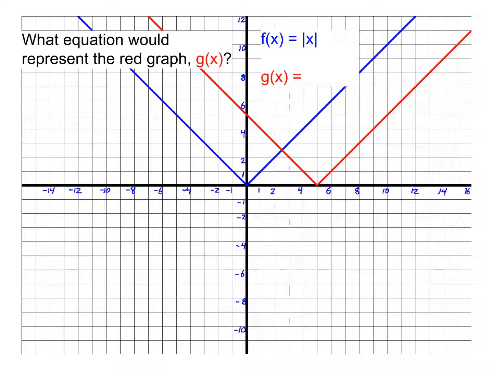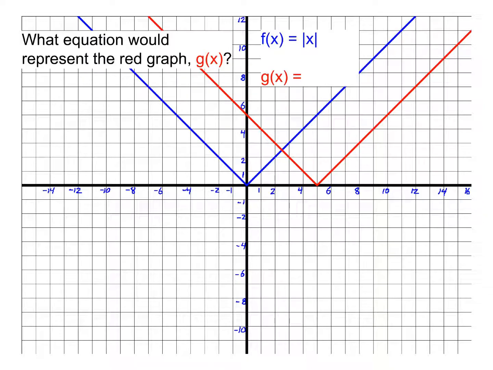As you look at this graph, notice what's here. First of all, the blue graph is f of x equals the absolute value of x. Remember, we call that the parent function. It's the parent function because it's always what we're doing something else to. It's the starting function.